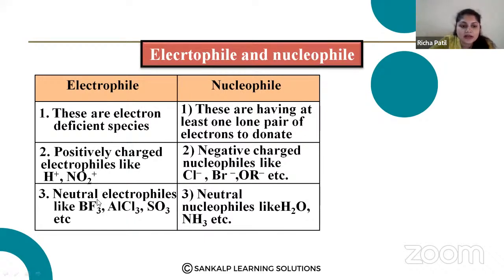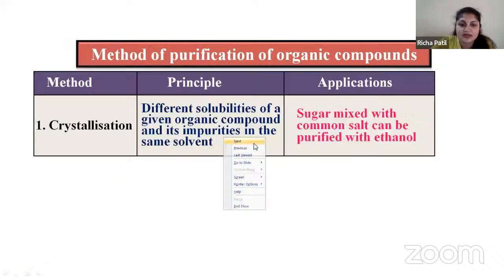Neutral electrophiles are also there, like BF3, AlCl3, SO3, etc. Then the examples of neutral nucleophiles are the water molecule and ammonia. So what do you mean by electrophile? These are electron deficient species. Nucleophiles are electron rich species.